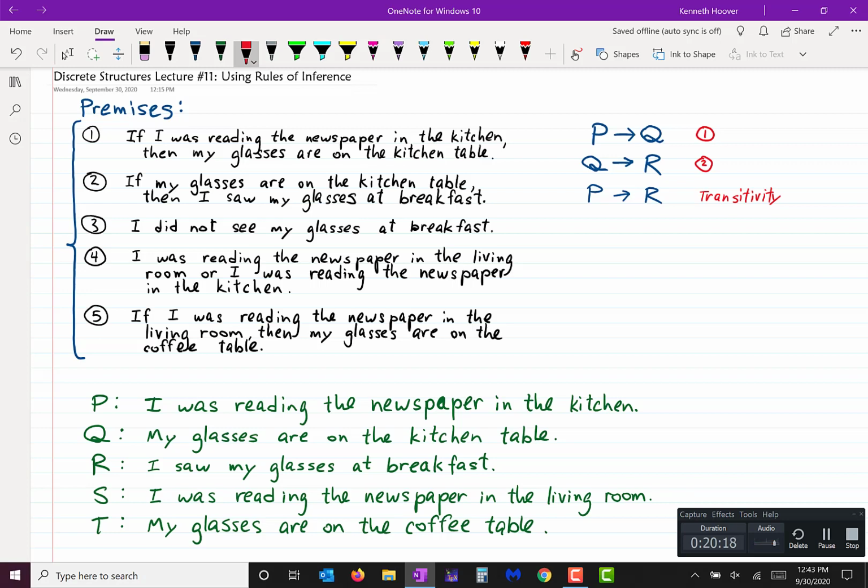Okay, let's move on from there. So now we've gotten this far. If I was reading the newspaper in the kitchen, then I saw my glasses at breakfast. Now, what useful piece of information should I point out now? I think I should point out that I didn't see them at breakfast. In other words, what is that? That's the negation of R.